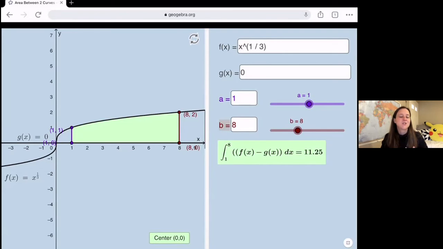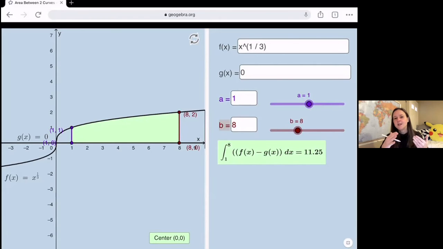I've posted a link to this Geogebra Applet in the resources for the week if you'd like to use it to check your answers to these definite integrals. So it has an f of x and a g of x. This applet is going to draw and calculate the area between two curves. So I have my first curve as being x to the 1/3. That's our cube root of x function.